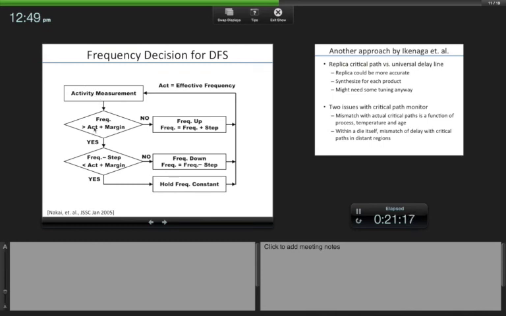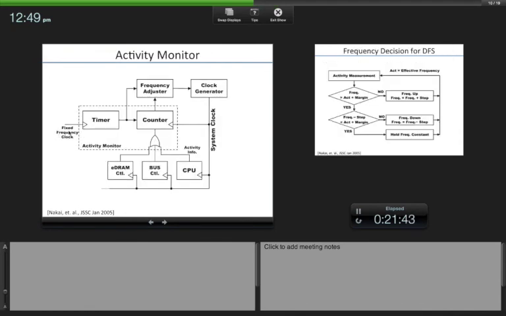Then based on the actual activity measurement, you decide whether you are close there or not. If your actual operating frequency is much higher than your target plus margin, then you either adjust up or down based on wherever you are. Right? So this is a very simple, common sense algorithm to adjust the frequency. The timer will work on a fixed frequency clock. Okay, this is not the frequency-adjusted clock. It is a fixed frequency clock.